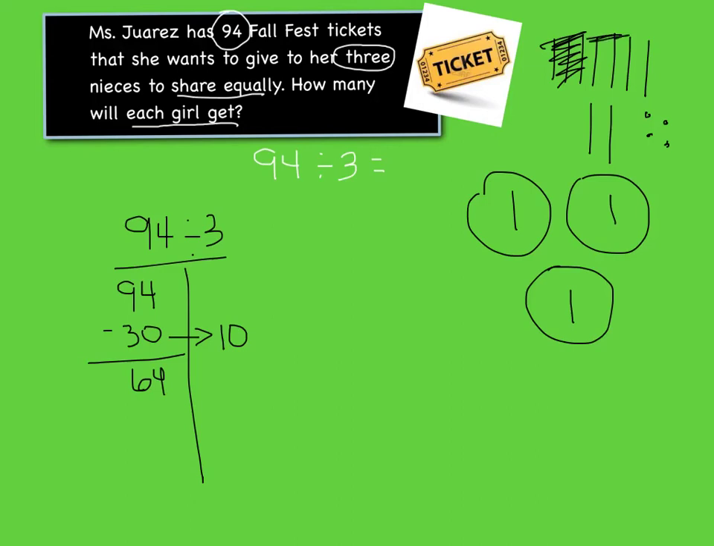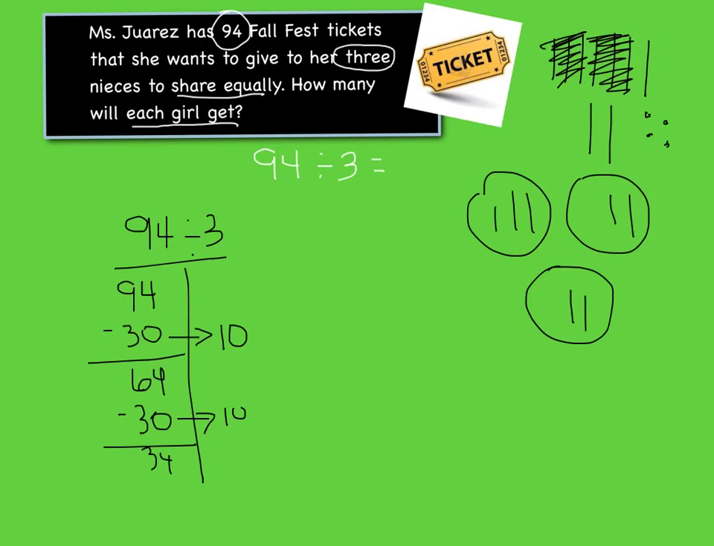Now let's give each girl another group of 10. 1, 2, 3 groups of 10. And that value is 30 I just subtracted. And each girl got a group of 10. Now I have 34 pieces left. If you look at my tickets over here in my model, I've got 34 with my model.